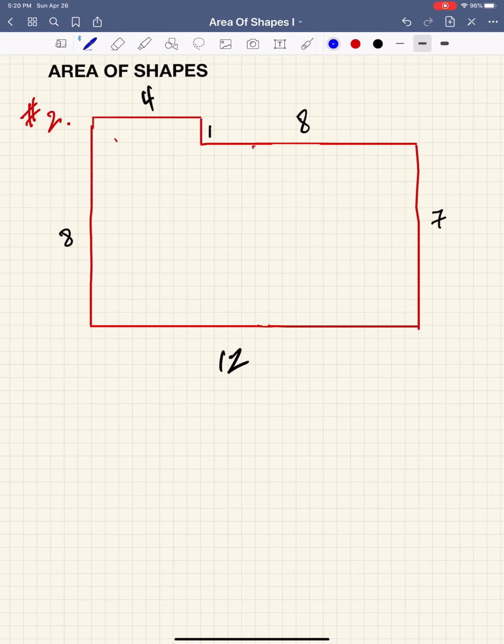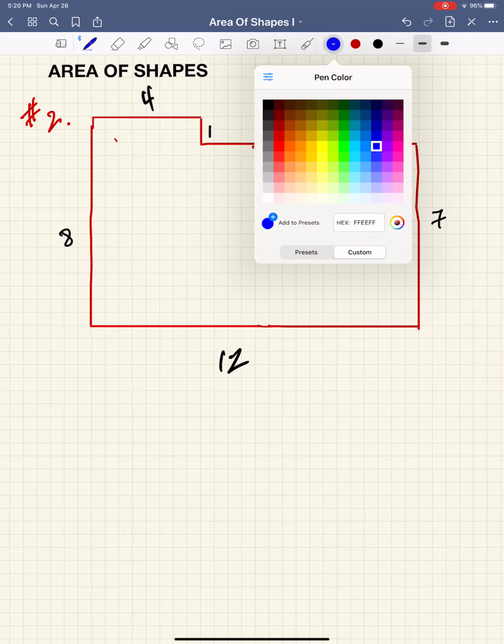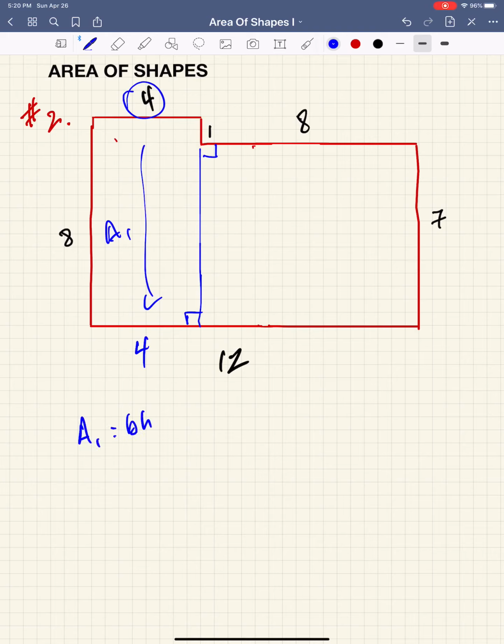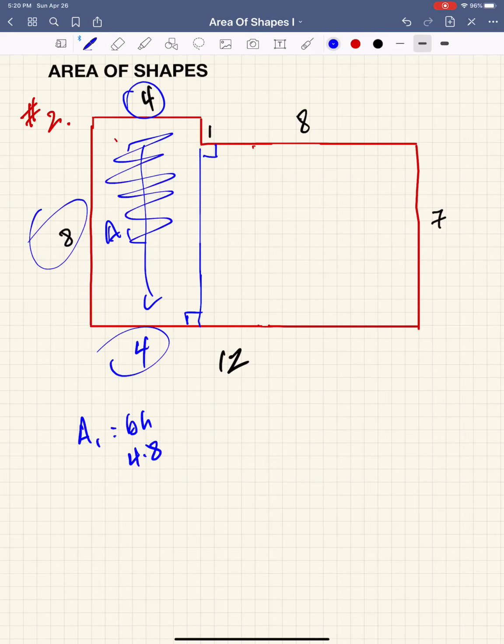Okay. Next one. I see two shapes again when I look at it immediately. All of a sudden, I'm thinking, hey, if I drop down something right here, like that. Again, I'm going to create a right angle here, right angle at the top. So I know that this 4 is really the 4 down here. And here's area number 1. So area number 1 is going to be base times height again because it's a rectangle. And it's going to be 4 times 8. That's 32.